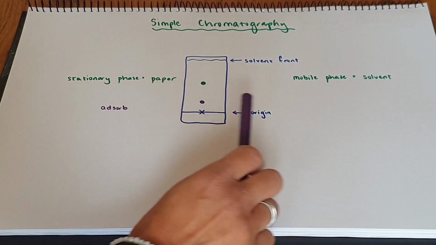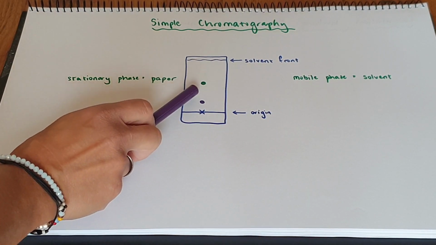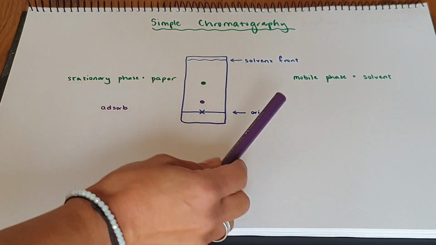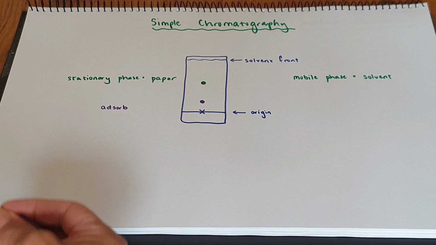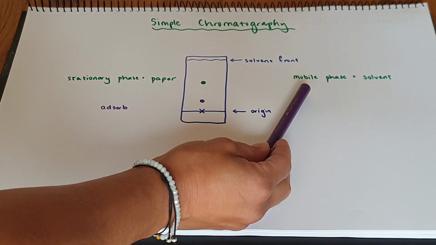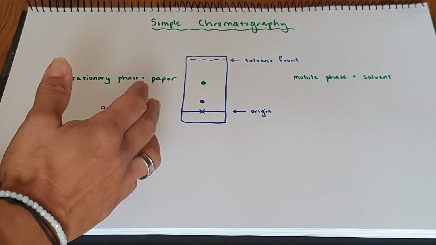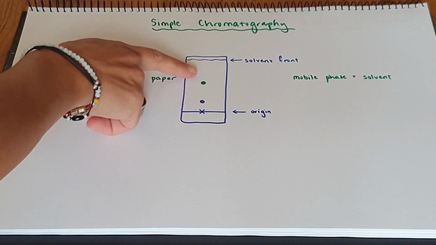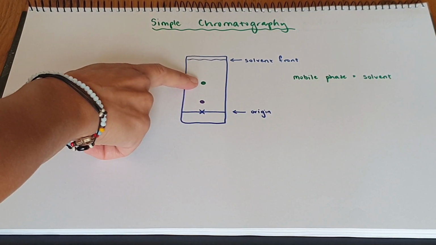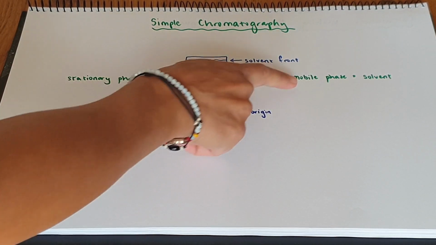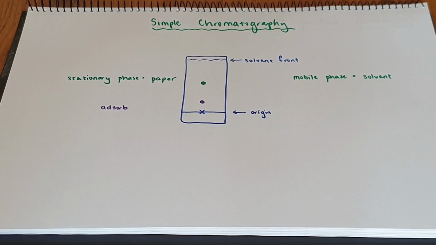Conversely, we can also talk about the two particular components and how much they want to dissolve into the mobile phase. If something has moved further or faster, it means that it is more readily dissolving in the mobile phase, and that's why it's being carried through a lot faster.